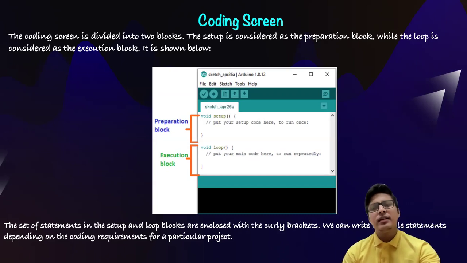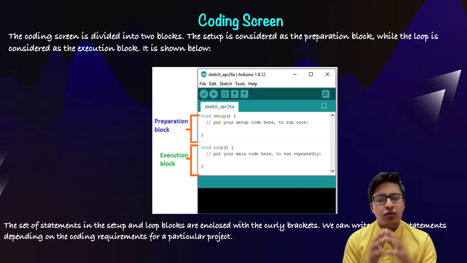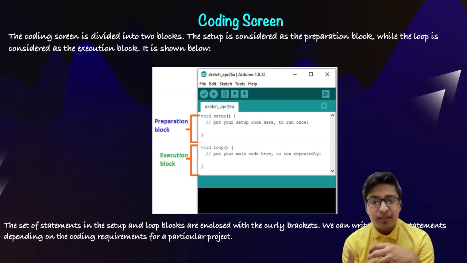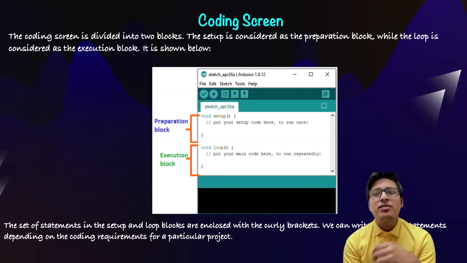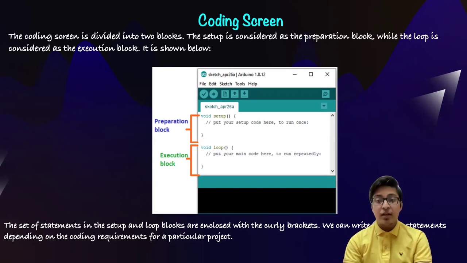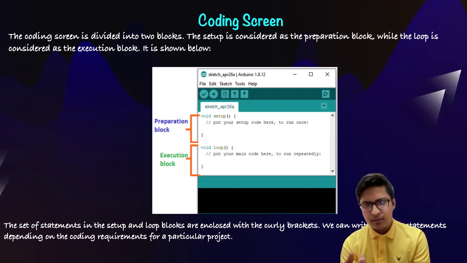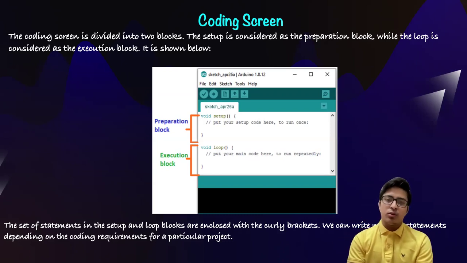Number one, the preparation block. The preparation block is what prepares the controller for the execution of the code. You see, this preparation block starts with void setup. That means we are setting it up. What is our aim? We are setting it up for the execution of the code. Understood? It is written over here.